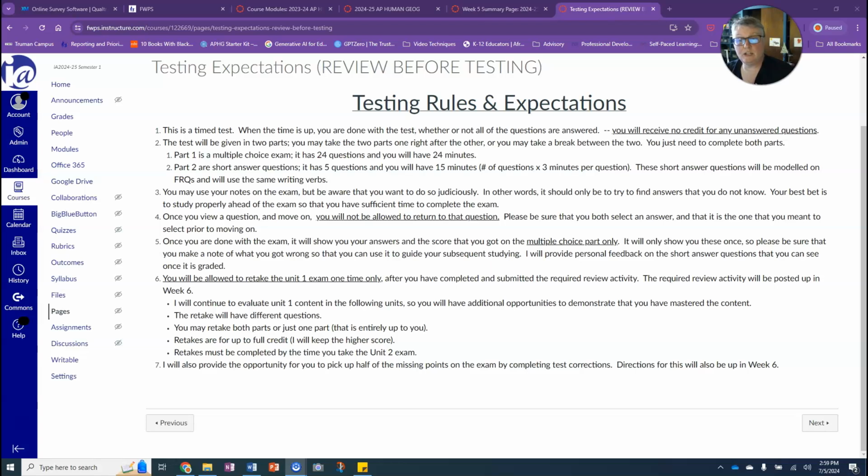Okay. These short answer questions will be modeled on FRQs and will use the same writing verbs. So they're not FRQs themselves, but they are modeled on that kind of writing.